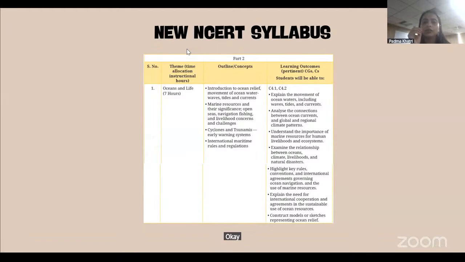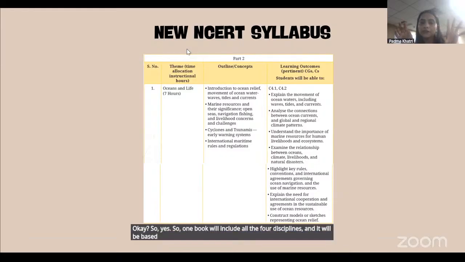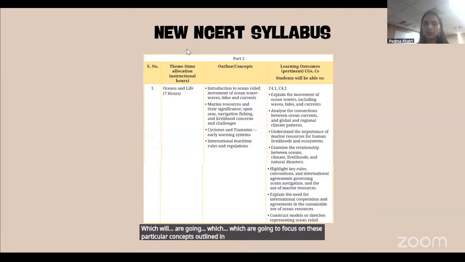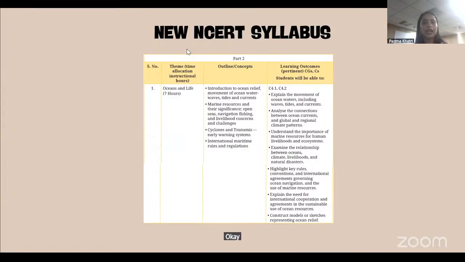Okay, so one book will include all the 4 disciplines, and it will be based on different themes which are going to focus on these particular concepts outlined in this document. For 6th, 7th, 8th also we have a thematic approach, all in one book. And for grade 9th also we are going to have all the disciplines in one book, and here we are following a thematic approach. Okay, and this book will be in 2 parts, part 1 and part 2.